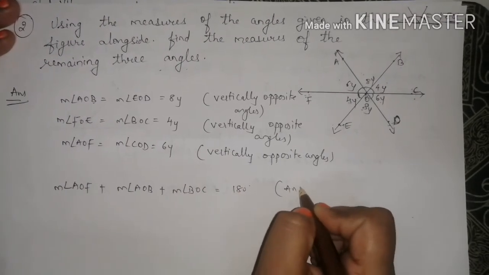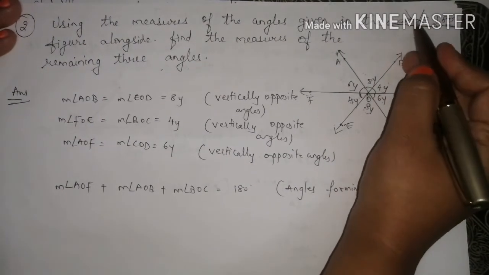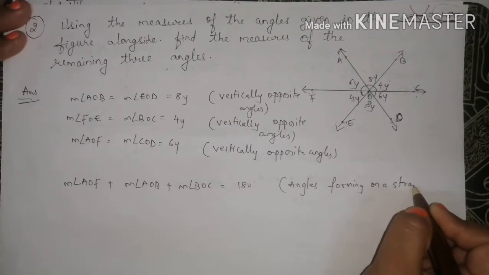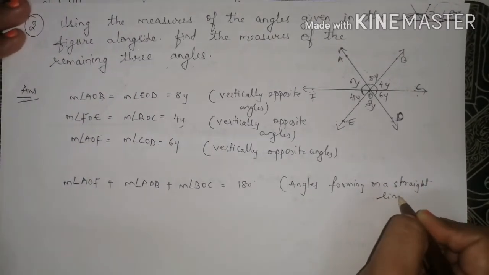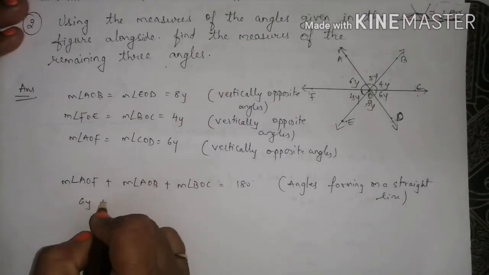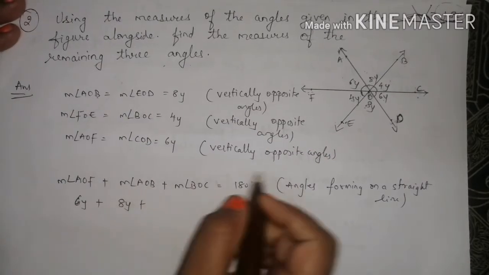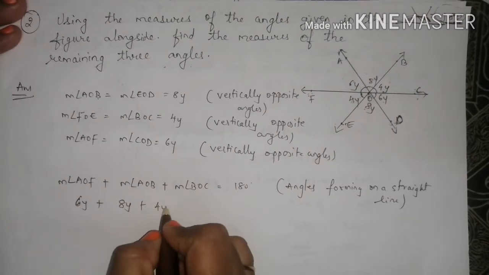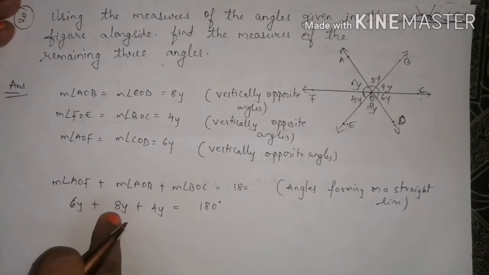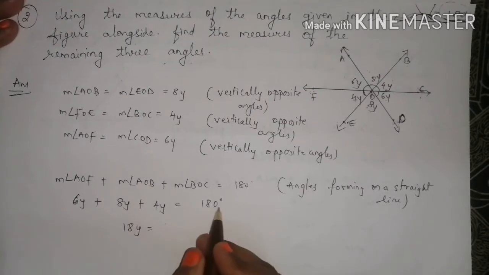You will write here, angles forming on a straight line. On a straight line, if all the angles are lying, its total will be 180 degrees. That's why I have taken the total as 180 degrees. Out of that, AOF I know is 6y, plus AOB I know is 8y, plus BOC I know is 4y, equals 180 degrees. Now all these y terms, similar terms we can add. 6 plus 8 is 14, 14 plus 4 is 18, 18y total is equal to 180 degrees.